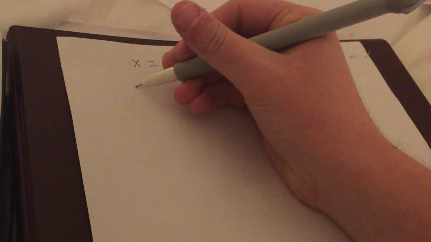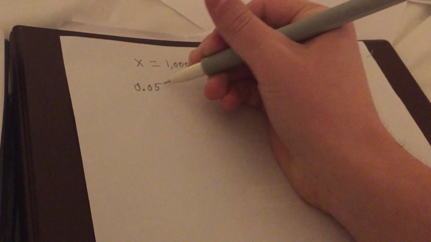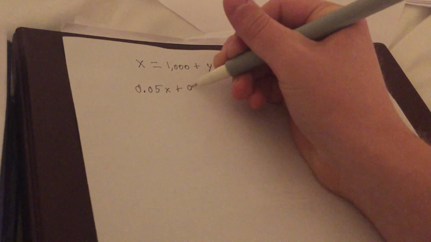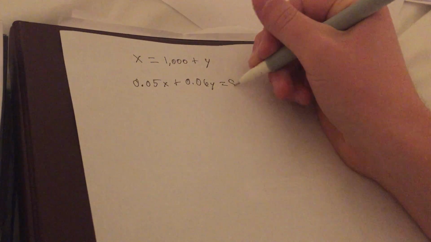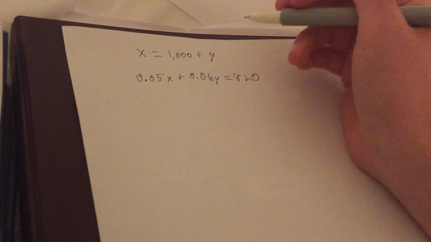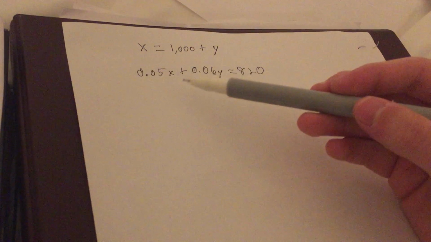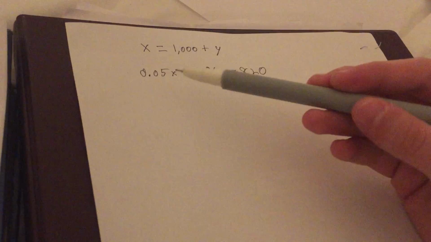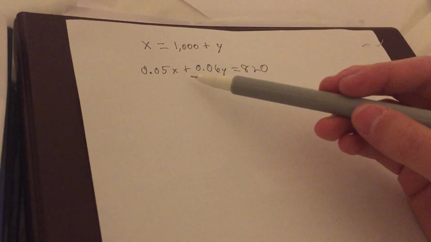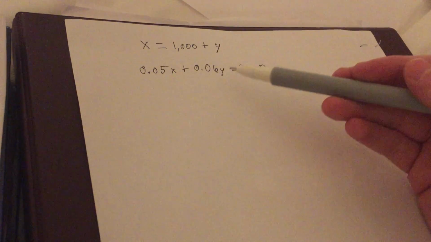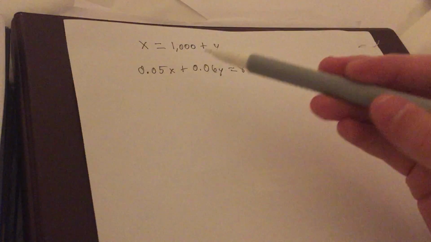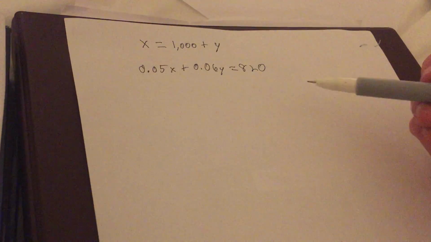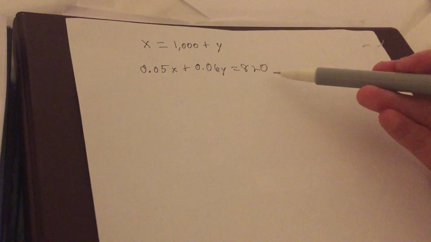And for our second equation, we're going to have 0.05x plus 0.06y equals 820. And recall that 0.05x equals the amount of interest earned at 5%, and 0.06y equals the amount of interest earned at 6%. When you add these two together, you get the total amount of interest earned.